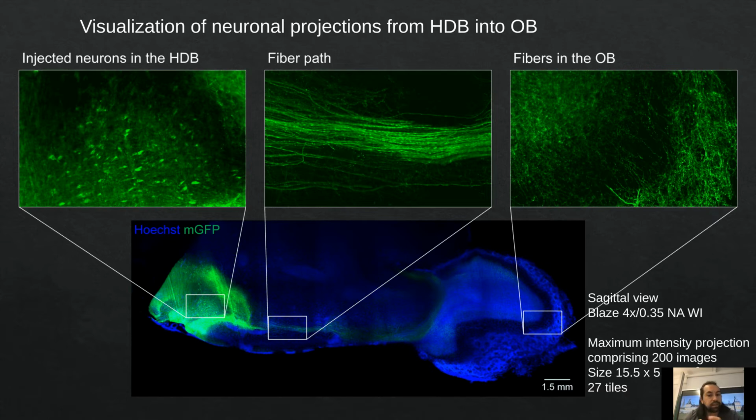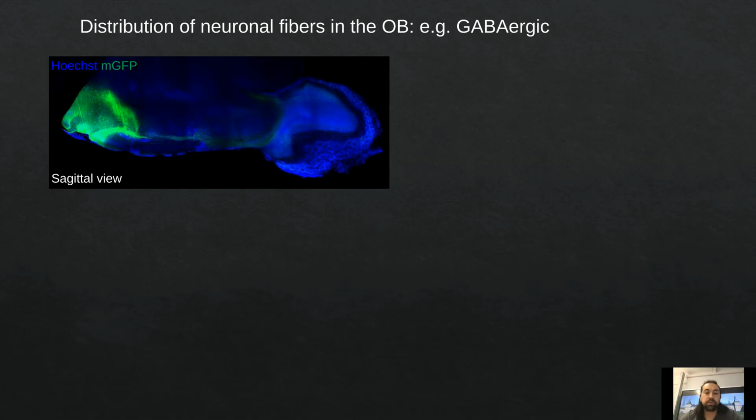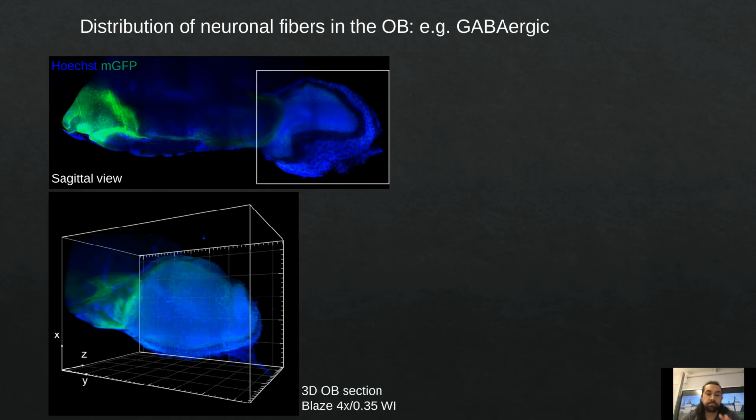But now if we want to focus on where the neurons of the HDV are projecting into the olfactory bulb, we will focus on the olfactory bulb. We have the complete olfactory bulb imaged with this Blaze microscope and the 4x objective. But as you saw in the previous image, it is not that easy to recognize or analyze the fibers, because they are too small and we don't have enough resolution.